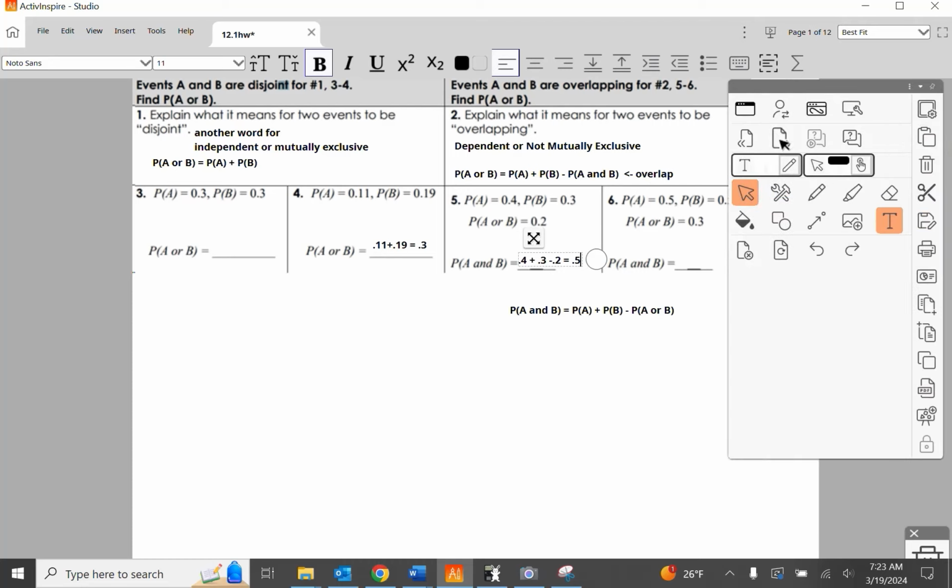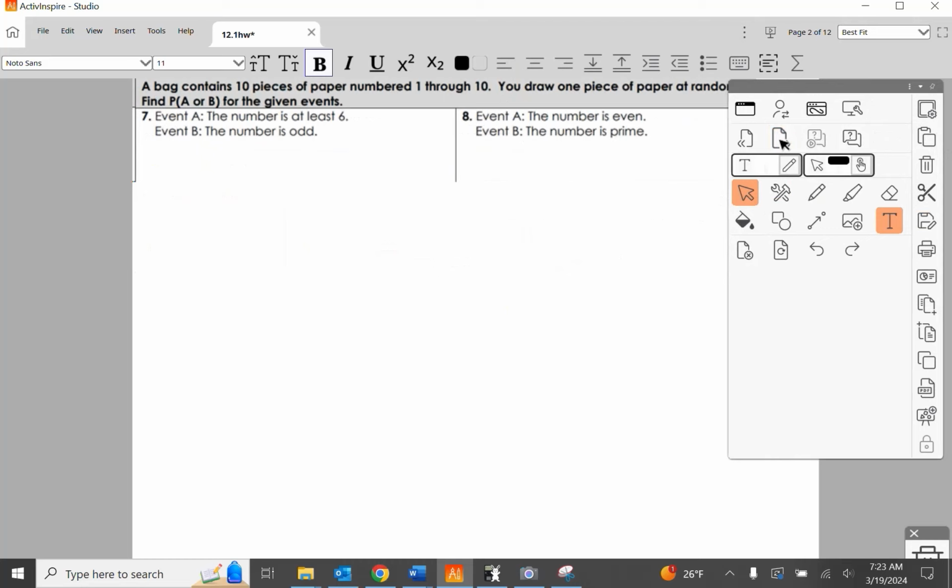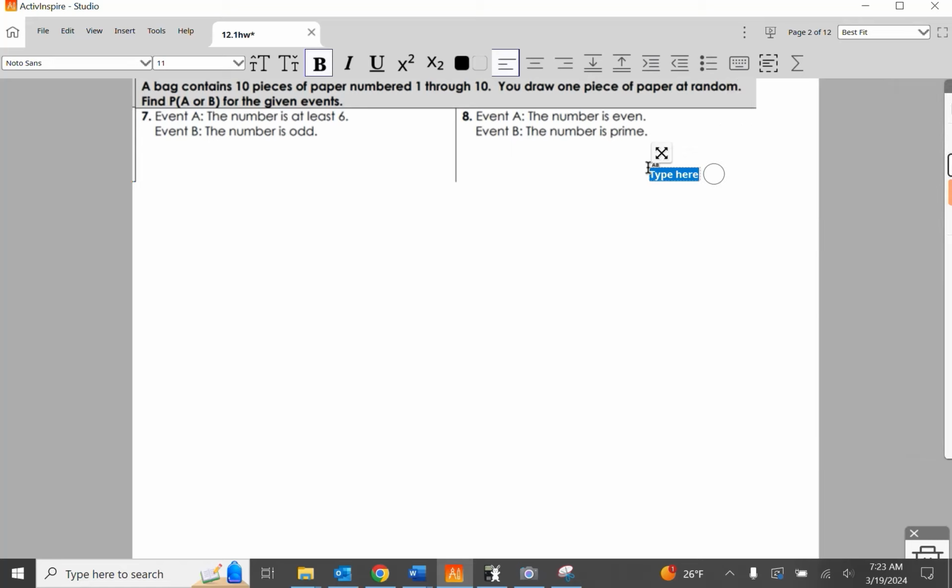It's just formulas. A bag contains 10 pieces of paper numbered 1 through 10. You draw one piece of paper at random. Find the probability of A or B for the given events. Event A is that the number is even. Event B is that the number is prime.